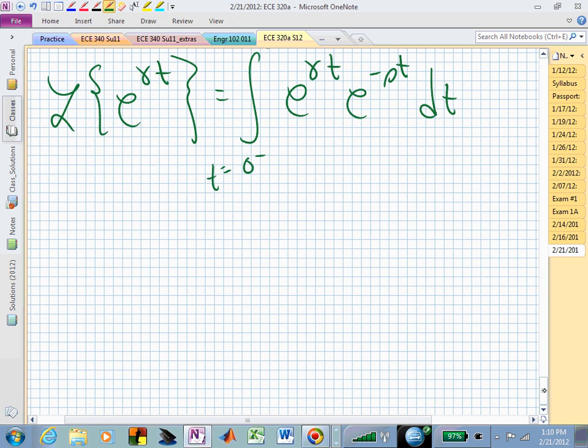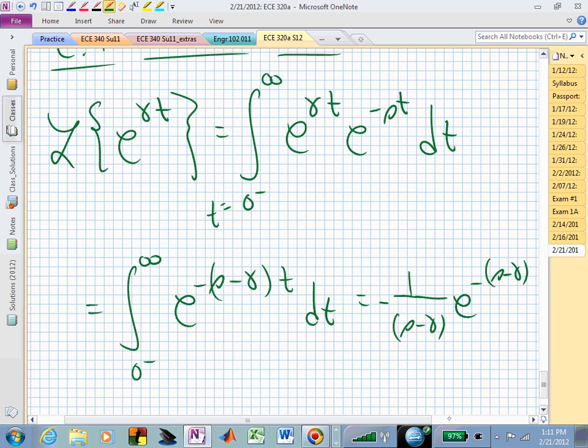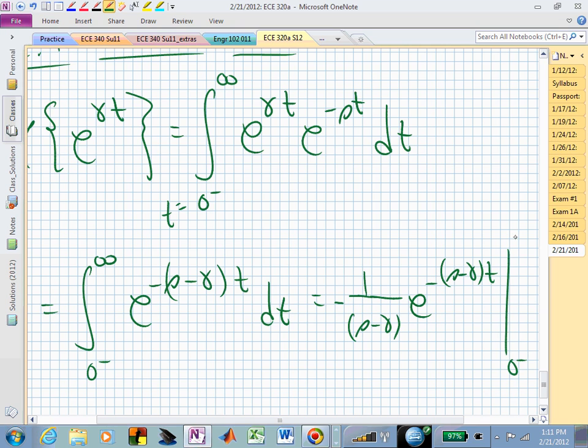We can now rewrite that and say, well, let's just combine those exponentials, since that will make our life a little easier. Suppose that I now say e to the minus s minus gamma t dt. What's that integral? S and gamma are independent of time. So if you felt comfortable with e to the minus alpha t, if you can integrate that, you can integrate this. Alpha now is s minus gamma. We have minus 1 over s minus gamma e to the minus s minus gamma t evaluated at 0 minus and infinity.